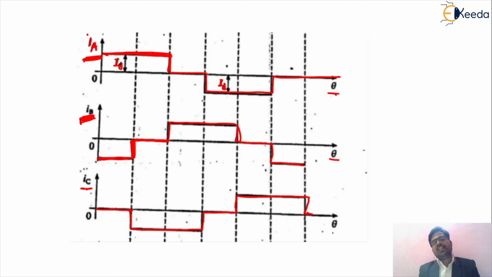So theta is the angle by which we can get that, that is 60 degree, 60 degree, 60 degree, and so on. So the total will be 360 degree. So obviously we are getting the electrical angle, that will be basically 60 degree.